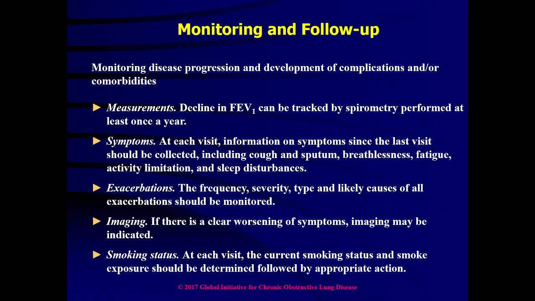How do we monitor these patients and follow them up? We have to measure any decline in FEV1, and at least we have to do spirometry once every year. At each visit, we assess the patient's symptoms, whether they have cough, shortness of breath, or sputum production, any limitation of activity. And we also have to discuss with the patient if he has any exacerbations, so we might modify the treatment, adding another drug if they still have exacerbations. Imaging may be indicated if there is a clear worsening of the symptoms.